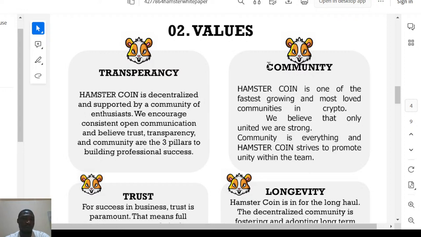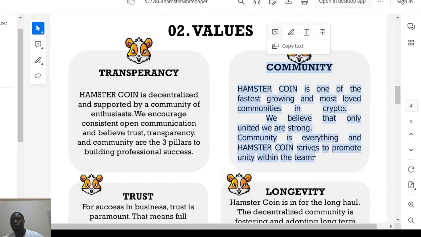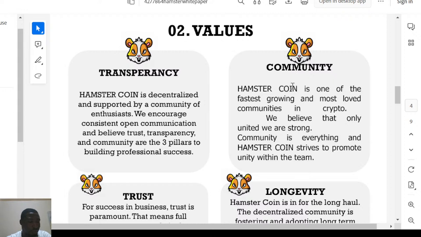Community is a very, very important factor that we must all consider when talking about how we can go about a project like this. It is very important that we take note of the community, a very important factor that we must consider when talking about a project like this.